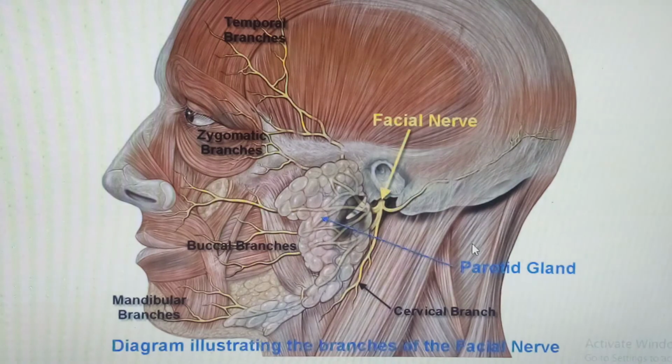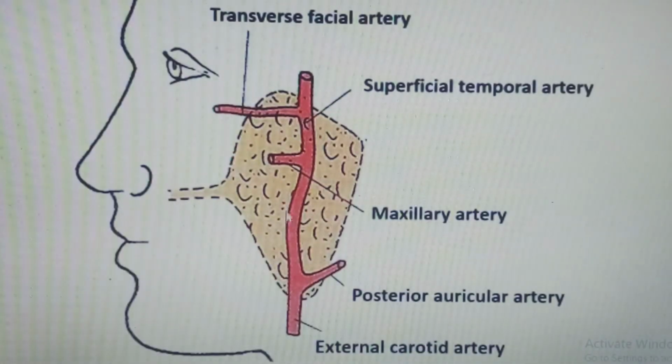Very important. Well, apart from that, within the same substance of the parotid gland, there will be some branches of the external carotid artery. The external carotid artery, after giving off the posterior auricular artery, which will go through behind the external acoustic meatus, will ascend upwards, and within the substance of the parotid gland, it will also give off two terminal branches, the maxillary branch and of course the superficial temporal branch, which may give off the transverse facial artery.